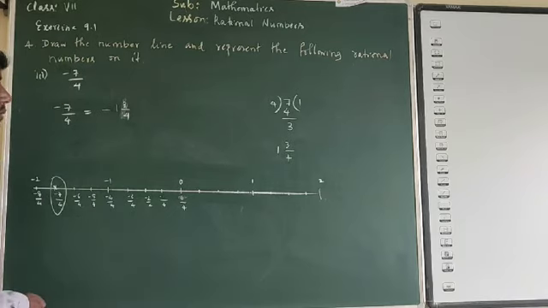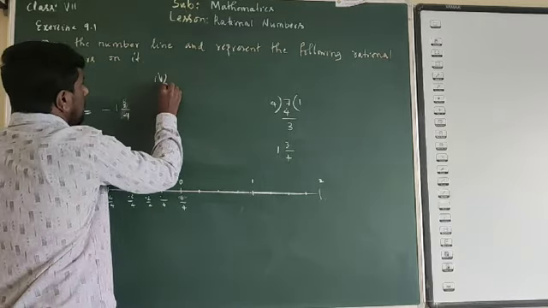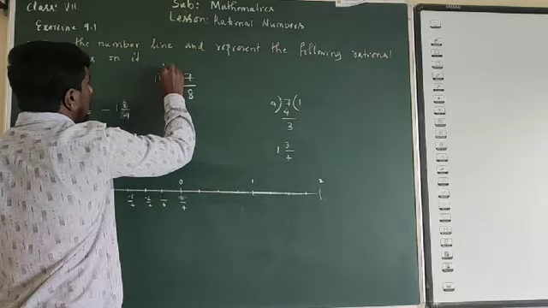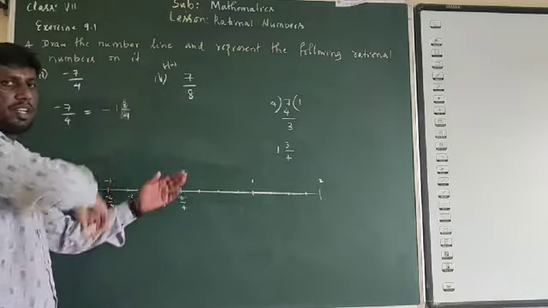Okay. So remaining we have one more number, that is minus 7 by 8. I will give it as a number. It's very easy. Numerator is less than denominator only.